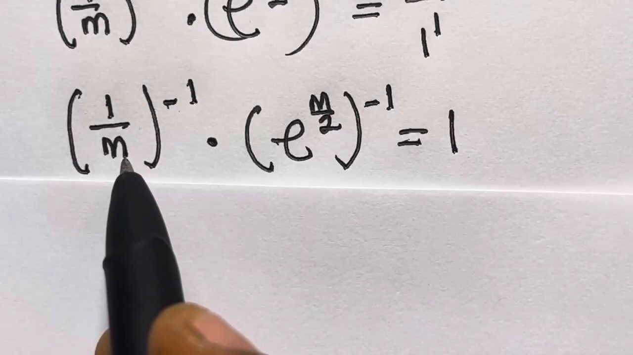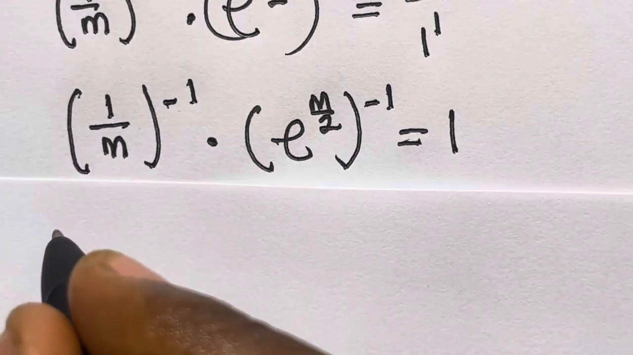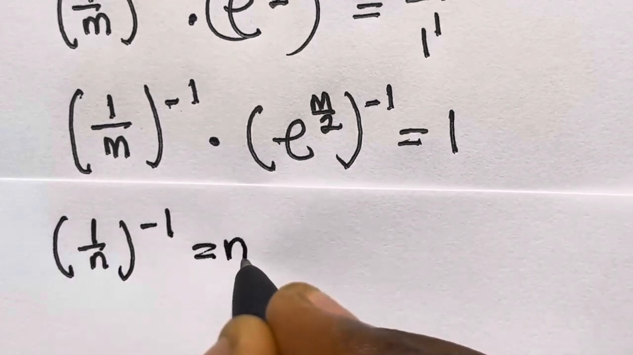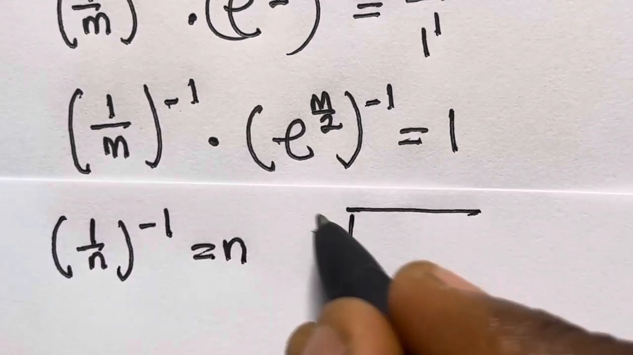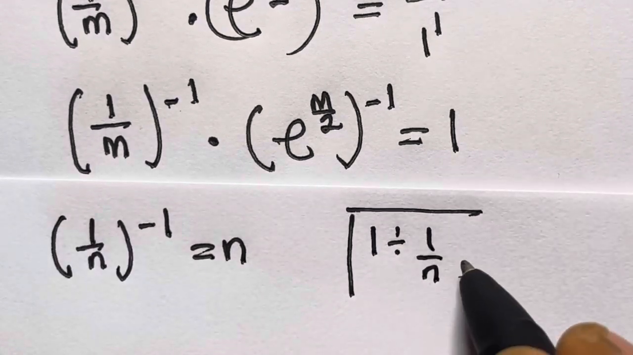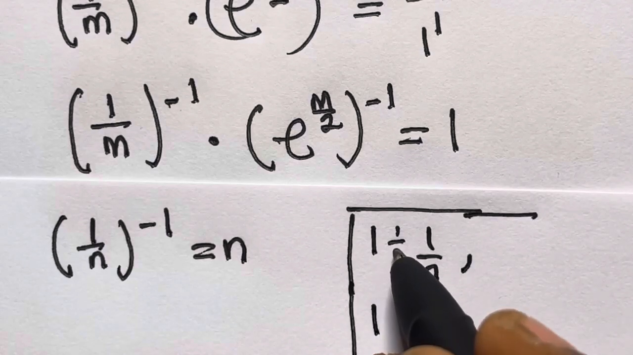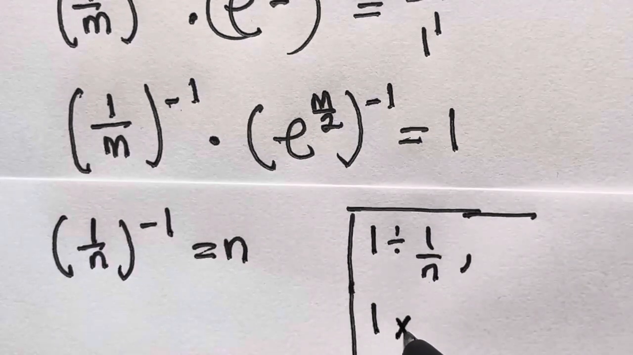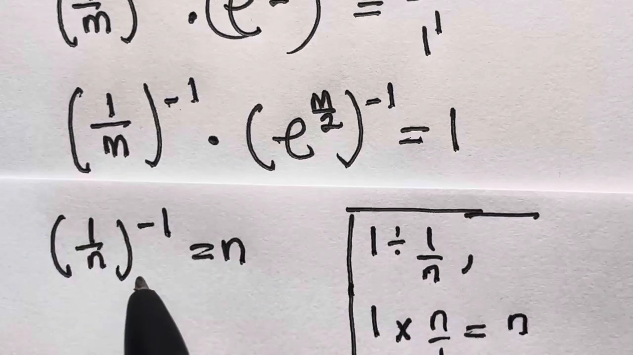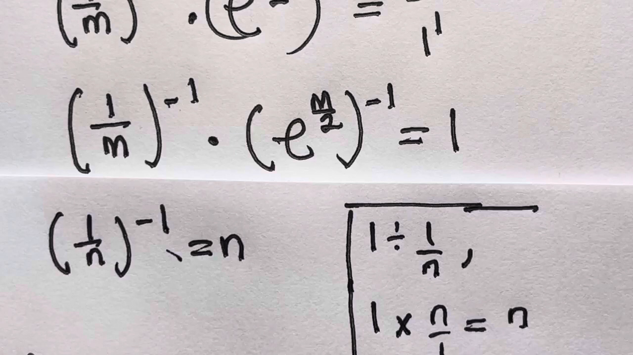So for this expression, this will become same. Because let's say we have 1 divided by n raised to power minus 1. This is equal to n. Why is this? We have negative index here. We have 1 divided by 1 divided by n. And this will become 1. So then we reciprocate this, change this to times. We have times n divided by 1. This will become n. So applying this to this one, we know that this will become m, right?